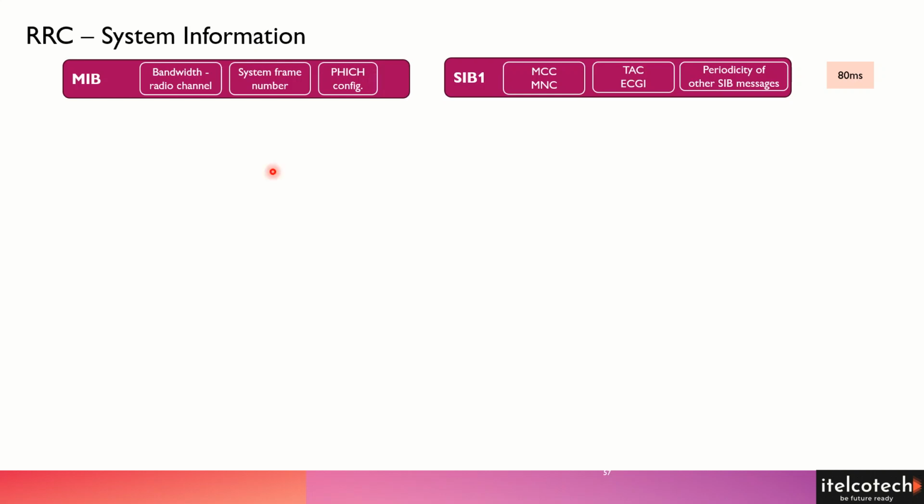So we have the master information block, which contains the bandwidth of the radio channel that is being used. It contains the system frame number, and it also has the configuration related to the HARQ indicator channel for how the acknowledgement and non-acknowledgement will be done between the UE and the base station. It also contains the SIB information, so there would be a regular transmission of the information.